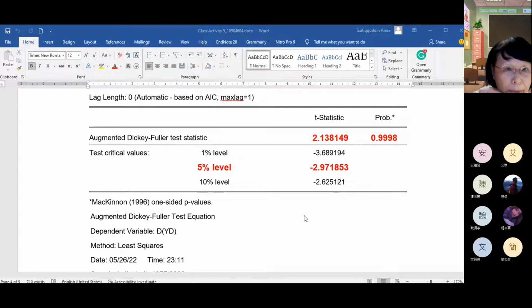Let's see Andy. Yes, Prof. Do you all use lag 1? Yeah, I use lag 1, because I checked all of the variables and they use lag 1. You just use 1, right? Yes.